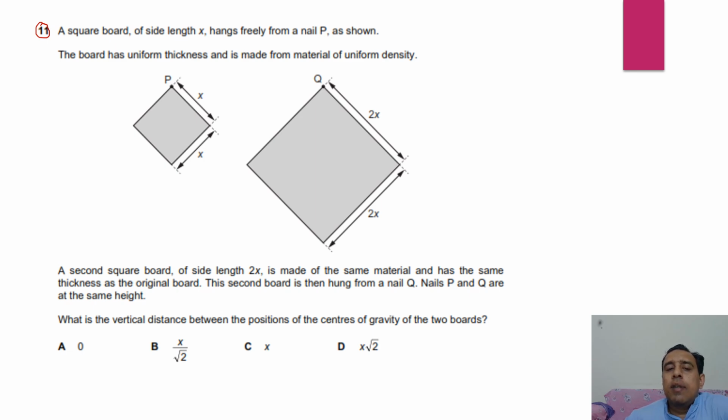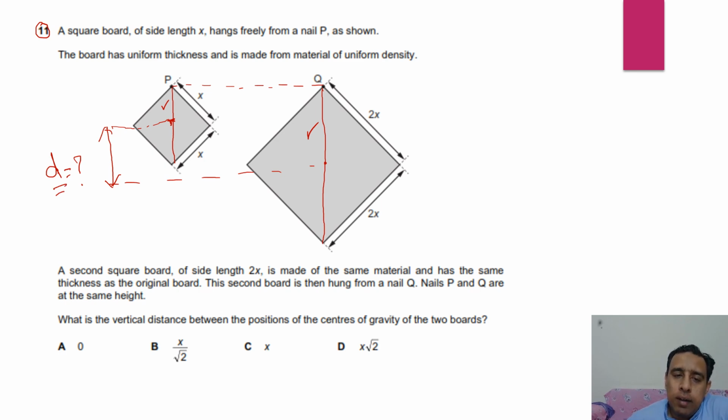Now nails P and Q are at the same height, meaning initially these heights are equal. Now what is the vertical distance between the positions of the center of gravity of the two boards? Its center of gravity is this point and its center of gravity is approximately this point. Now you have to find this distance. This distance d is required. If we find this length and make it half, we can find this height. And if we find this length and make it half, then we will be able to find this length. By subtracting these two lengths, we will get this d.